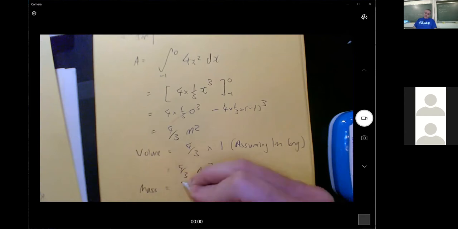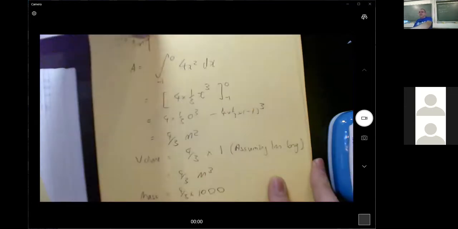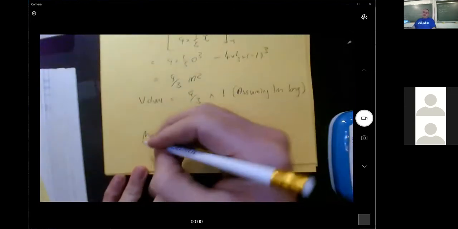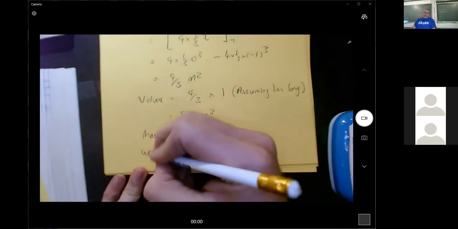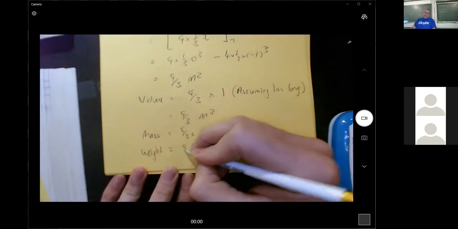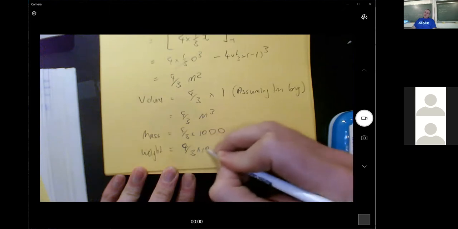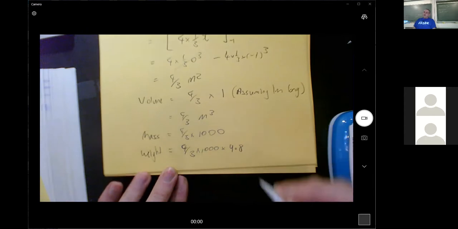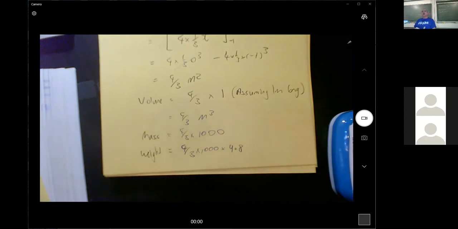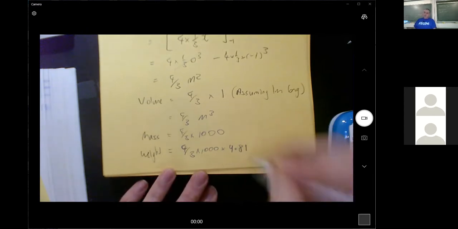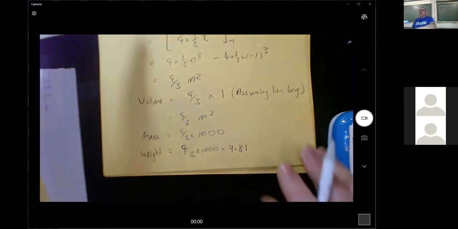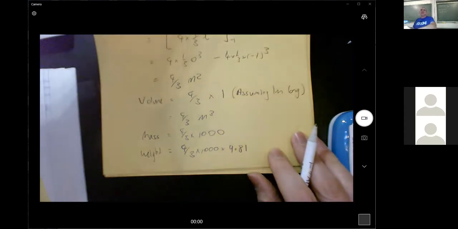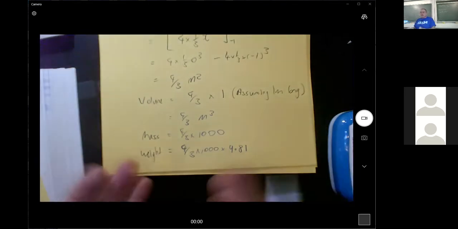Which means that the mass will be 4/3 times 1,000, because it's 1,000 kilograms per meter cubed. And that means that the weight will be 4/3 times 1,000 times the value of, is it 9.8 or 9.81? Okay, cool. Different courses use different answers for that, so I just wanted to check. So whatever this answer is, that's the weight.